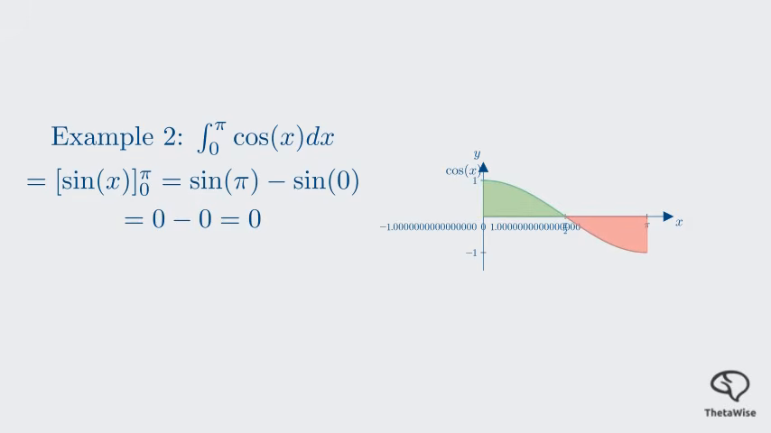This makes perfect sense with our graph. The positive area exactly cancels out the negative area. The net signed area is 0.